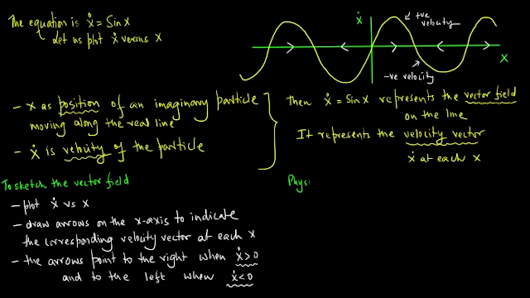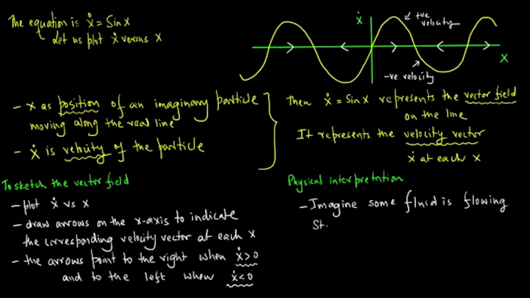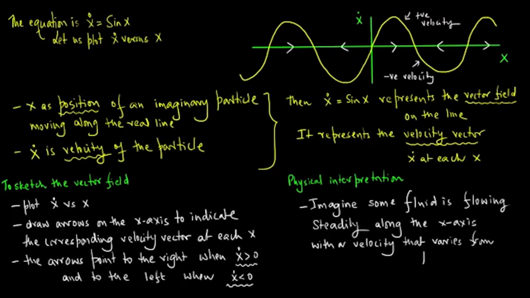Now let's offer some physical interpretation. Imagine that we have some fluid that is flowing steadily along the x-axis with a velocity that varies from place to place. Then this is essentially just happening according to x dot is equal to sine x.